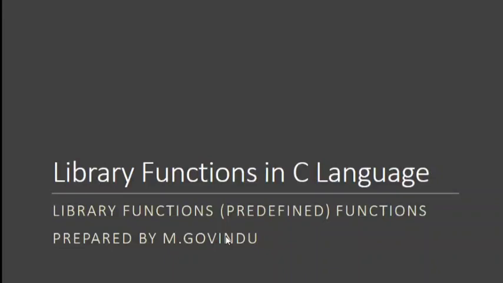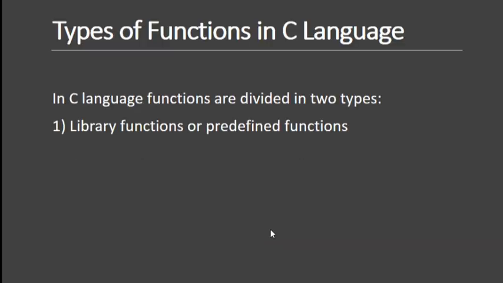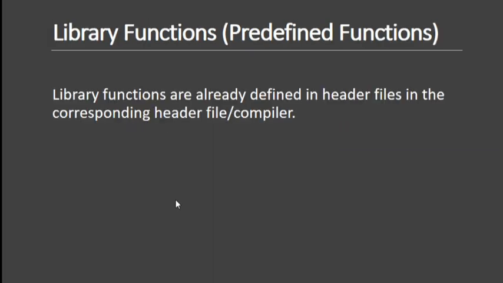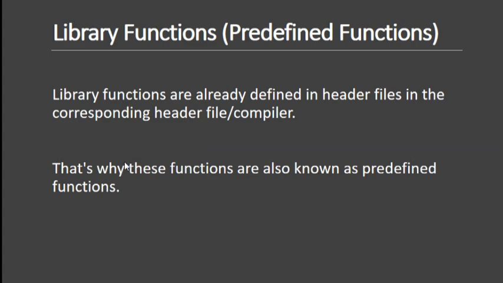So in this class, we are going to discuss library functions in C language. Library functions are predefined functions. The types of functions are library functions, which are predefined, and user defined functions. In this class, we discuss library functions, followed by user defined functions. Library functions are already defined in the corresponding header file or compiler. That's why these functions are also known as predefined functions.